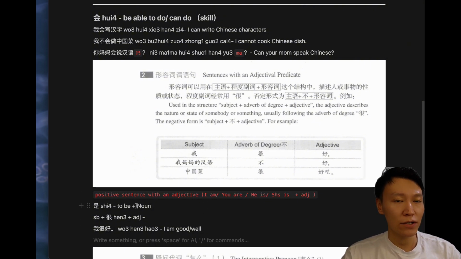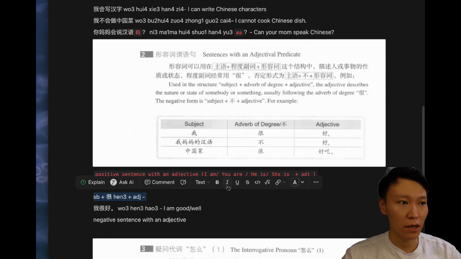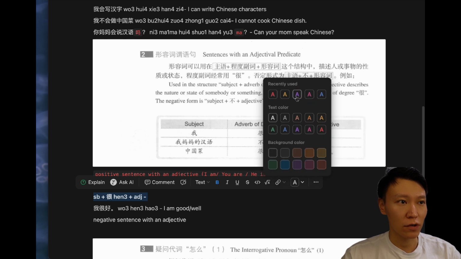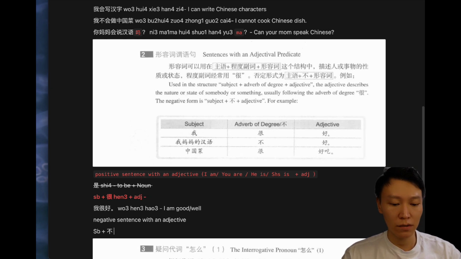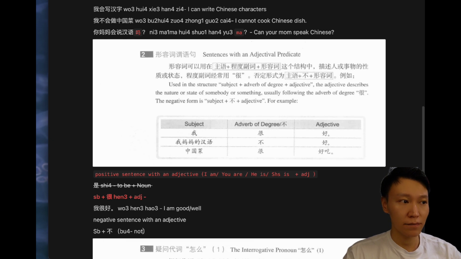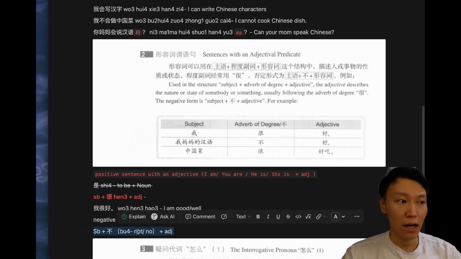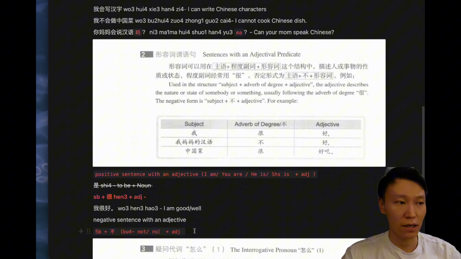So, this is the situation when we have a positive sentence with an adjective. What if it's a negative sentence with an adjective? Then we don't have to use 很 anymore. Let me color it. So this is the first structure. If it's a negative, then we just say somebody plus 不. 不 means not or no. And then adjective, which means I'm not adjective, he's not adjective.